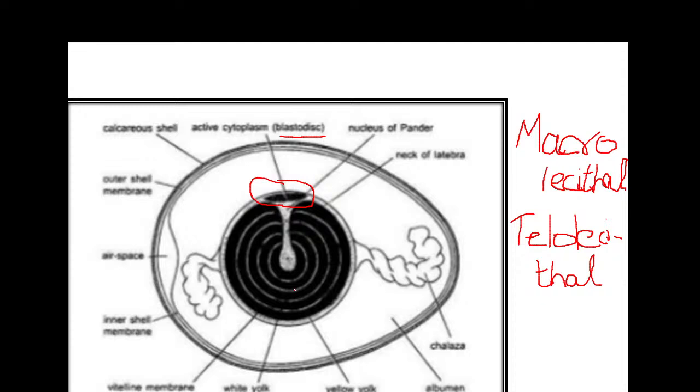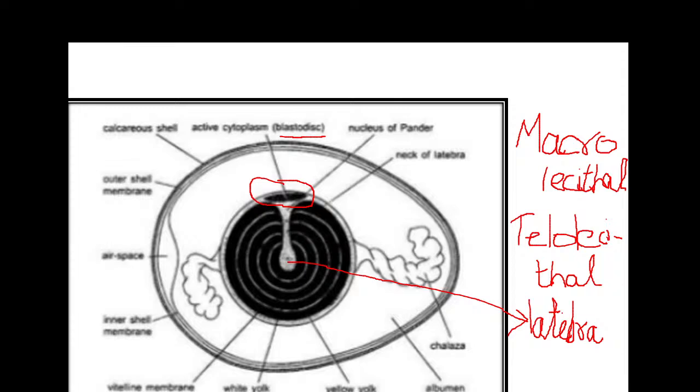called the latibra, and this central mass of yolk is surrounded by concentric layers, and this region is called the latibra. ലാറ്റിബ്രയുടെ ചുറ്റും കോൺസെൻട്രിക് റിങ്സ് ആയിട്ടാണ് യോക്ക് ഡെപ്പോസിറ്റ് ചെയ്യുന്നത്. വൈറ്റ് യോക്കും യെല്ലോ യോക്കും ഡെപ്പോസിറ്റ് ചെയ്യുന്നത്.